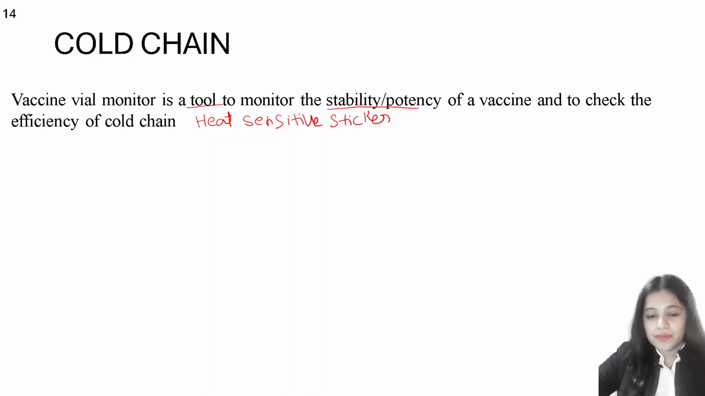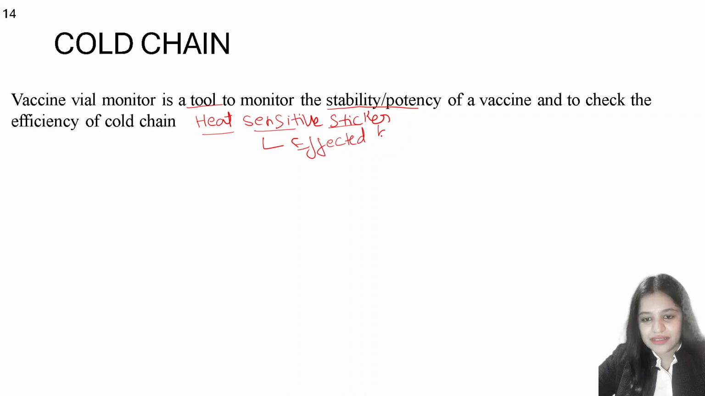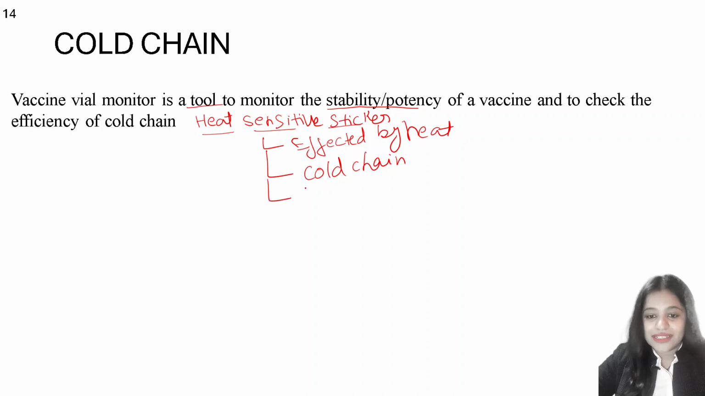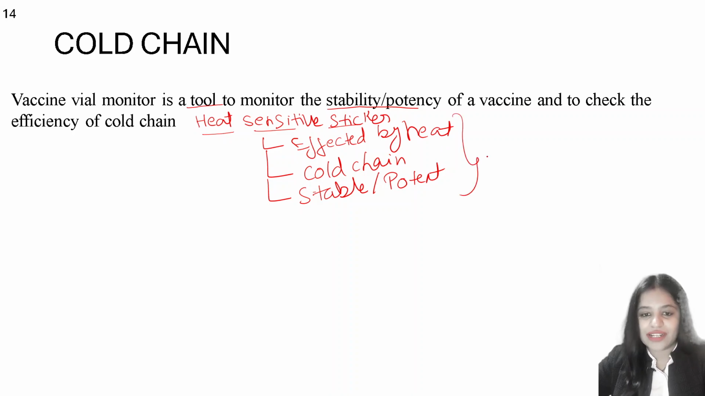And what all do you know from this sticker? The first point is whether it has been affected by heat or not. Second, whether the cold chain was maintained or not. Third, is the vaccine stable or potent? Okay. Now these are the things which you can know by vaccine vial monitor.